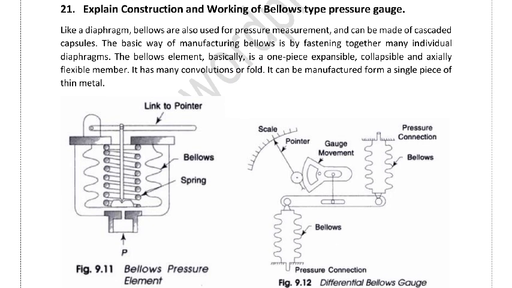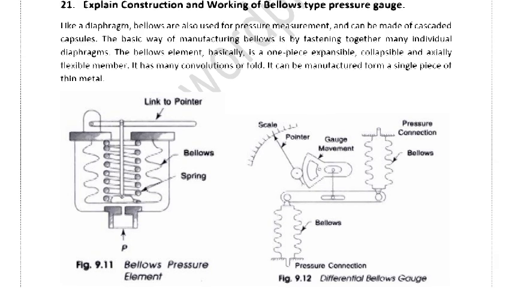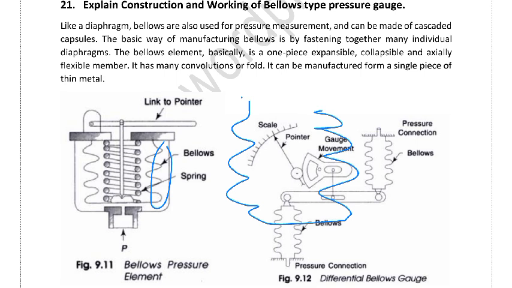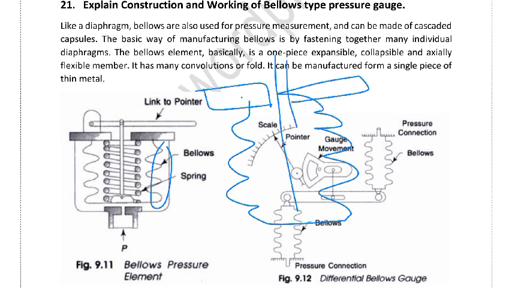We can see the diagram of the bellows pressure element. This is the bellows element here, and this is the spring. The bellows are connected like this. The diaphragms are like this.